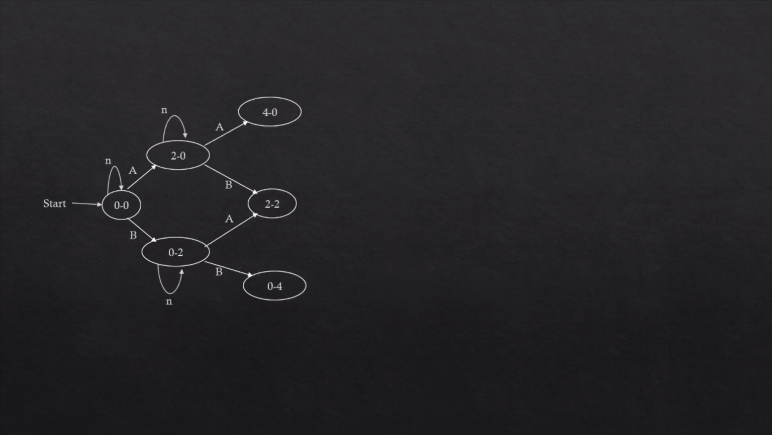From states 20 and 02, the automaton can move to 3 new states. From 20, if A scores a point, we go to 40, and if B gets a point, it goes to 22. From 02, if A gets a point, the score is 22, and if B gets it, the score is 04. It's interesting to see how the state 22 doesn't hold information as to how it got there.